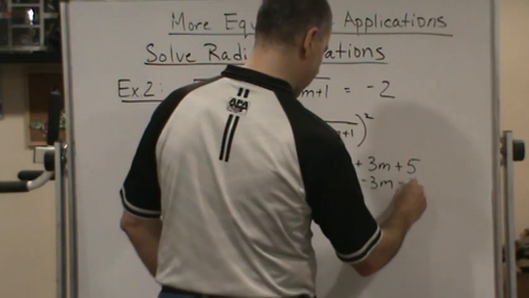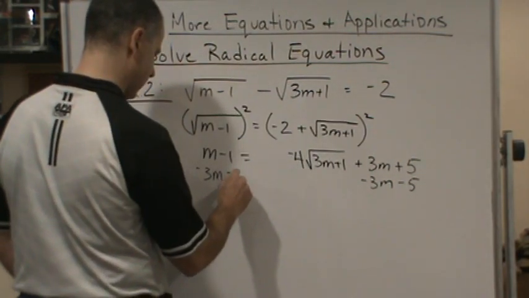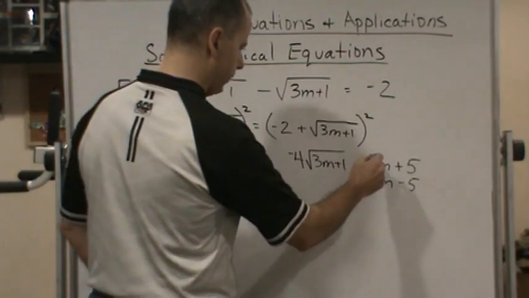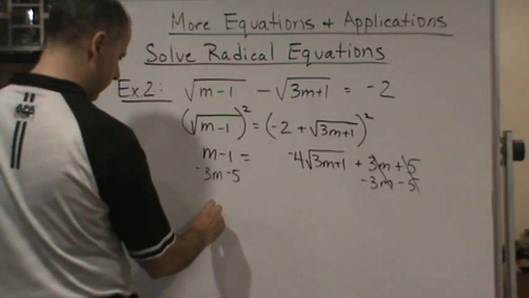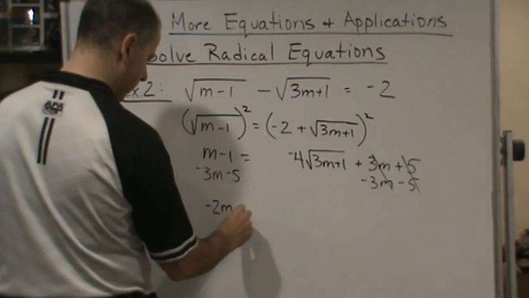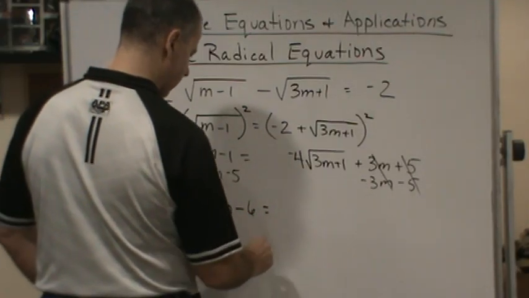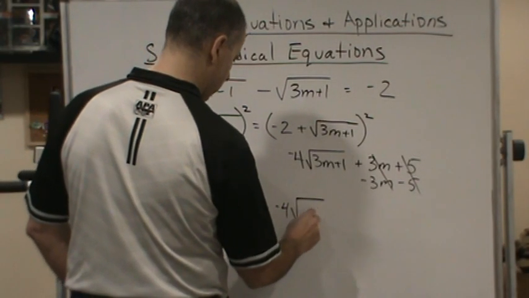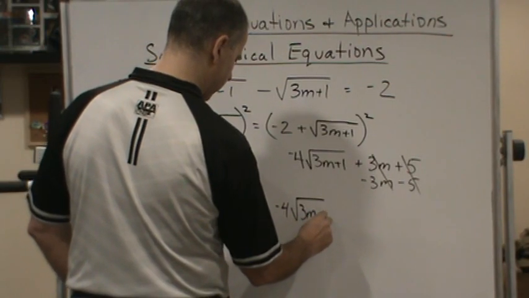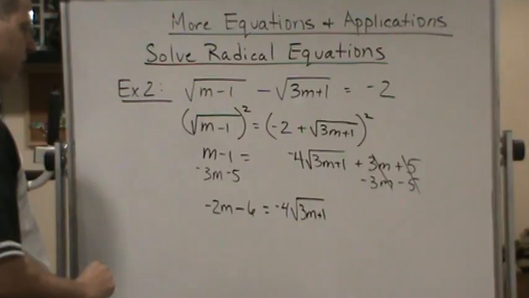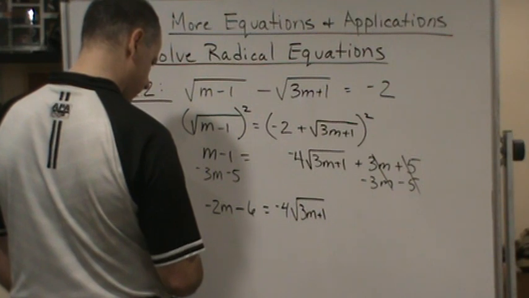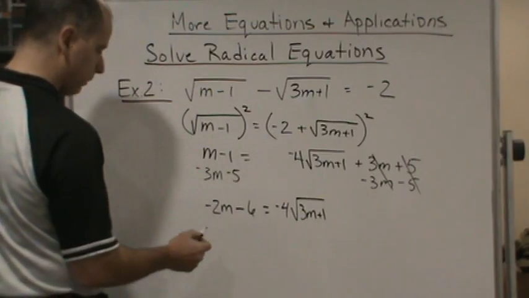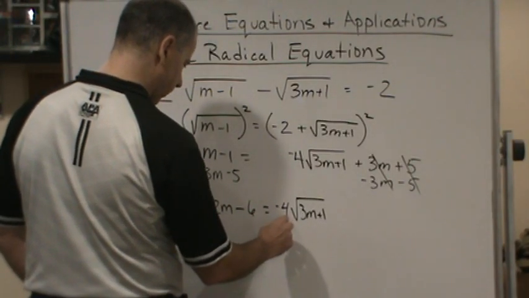So that's what we end up with. And now I'm going to subtract 5 from both sides. Okay? So now these are going to go away. And I'm going to end up with negative 2m minus 6 is equal to negative 4 times the square root of 3m plus 1. Now I'm going to divide both sides by negative 4.